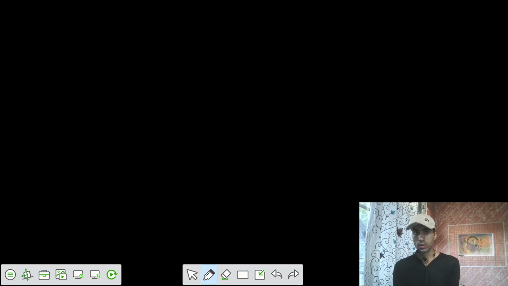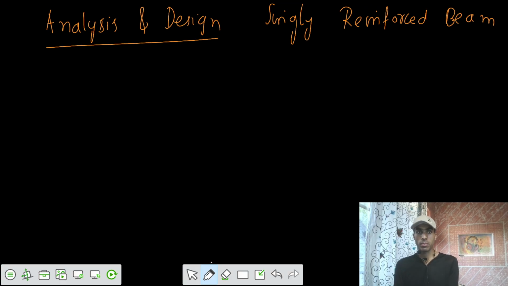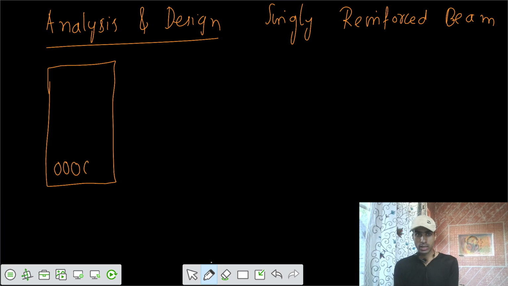This is the analysis and design of singly reinforced beams. Singly reinforced beam means you have this beam where we are placing the reinforcement only in the tension side. In the tension zone, we are using steel bars.